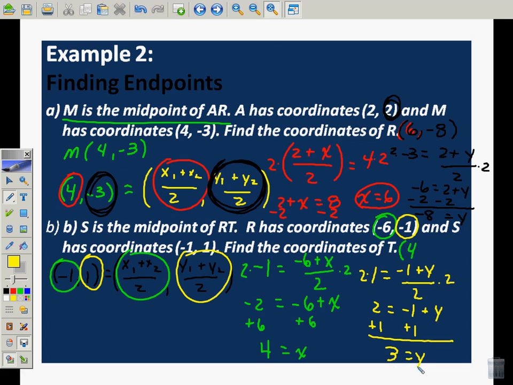Guys, do you see how I did that? Do you see how that works? Okay? So then I put my y up here, and I've got 4 comma 3. My midpoint goes together with my one endpoint to come up with the other endpoint of T equals 4 comma 3. Okay? You see how I did that?